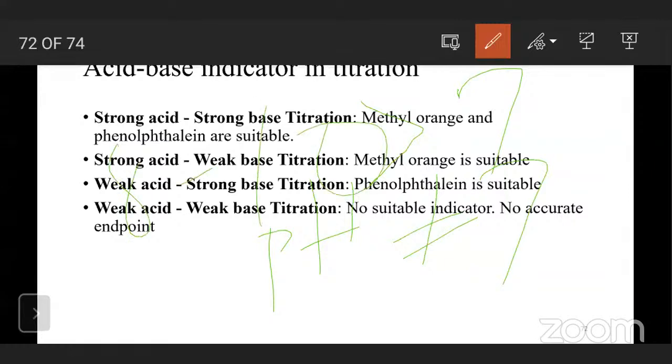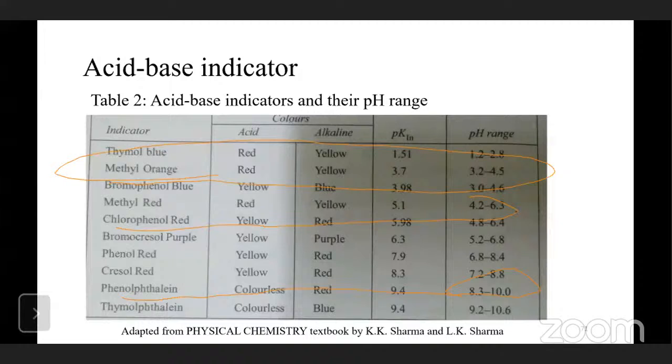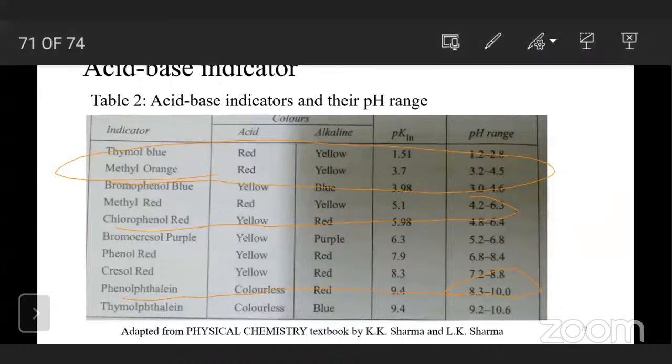And which indicator will be able to function properly in this type of environment? Which indicator will be appropriate for that type of acid-base reaction? Then you can start considering phenolphthalein. Phenolphthalein will likely work better in that type of acid-base reaction. Methyl orange will not work properly in that type of reaction.